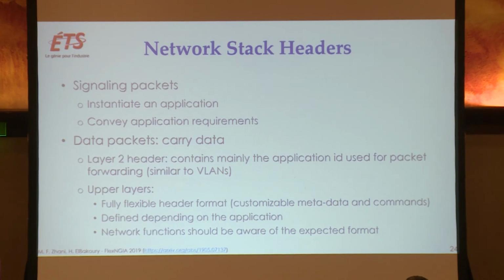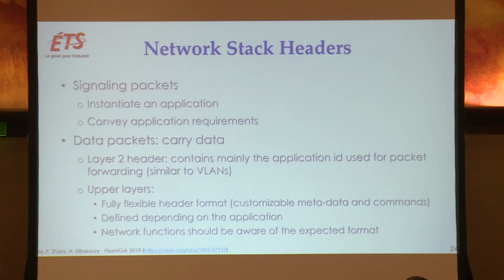In terms of packet header in FlexNGIA, we advocate to have just two types of packets. The first type is signaling packets. These packets are used to request and instantiate a service function chain. And we also have the data packets, whose main role is to carry data.